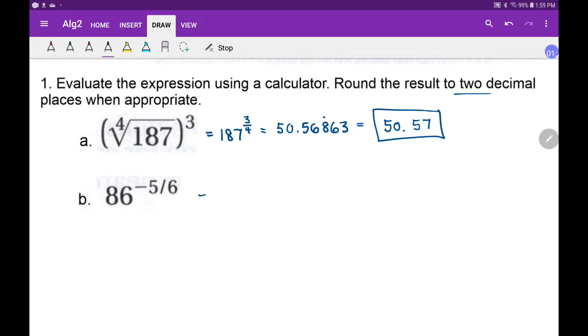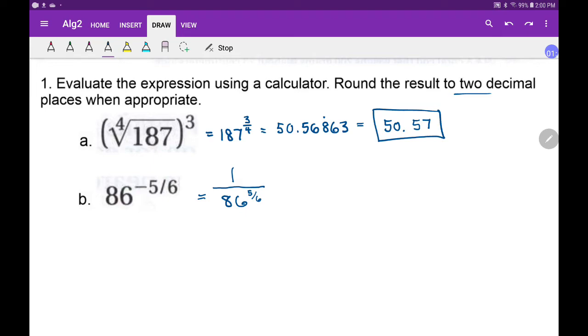Now, I think I'll write this like this, just to avoid negative exponents if I can. This is 86 to the 5 over 6 power, but it's underneath 1. I had to move it because of this negative sign. Okay, so I'm going to take the inverse, is what I'm going to do, after I finish my problem.